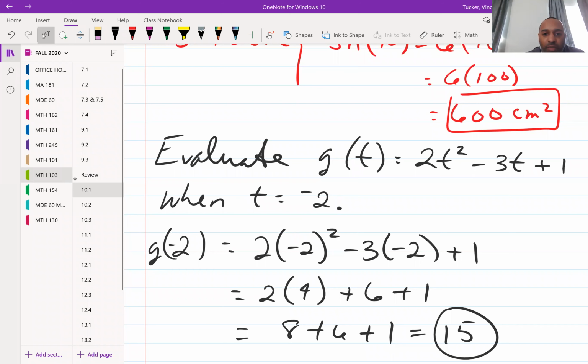Somebody said the last ordered pair is -2, 15. Yep, that would be the ordered pair. Yes, that would be -2, 15. Yep.